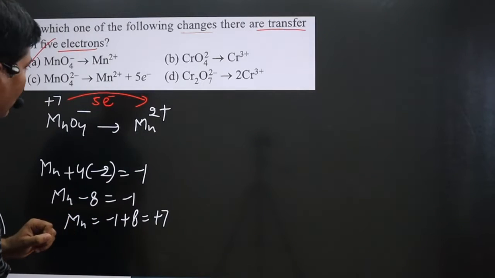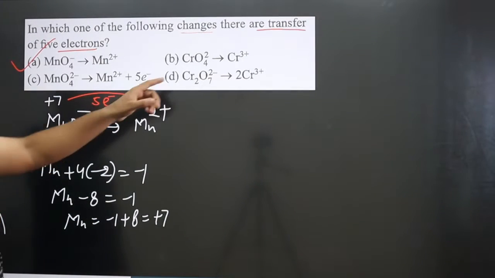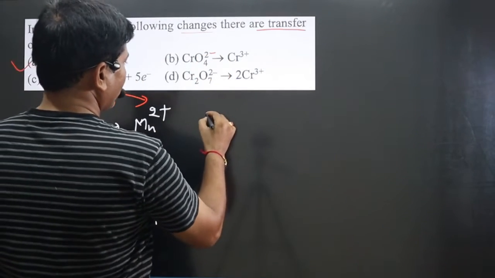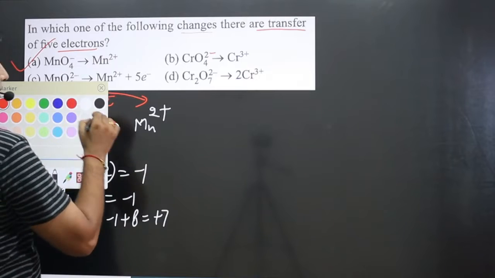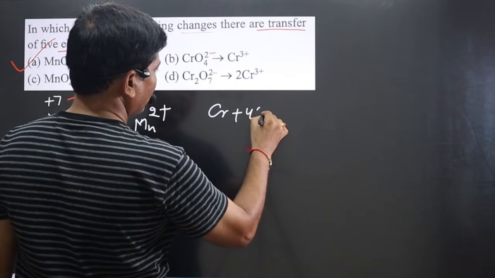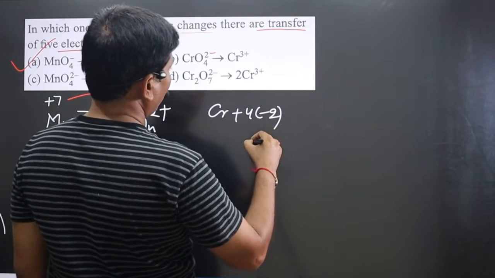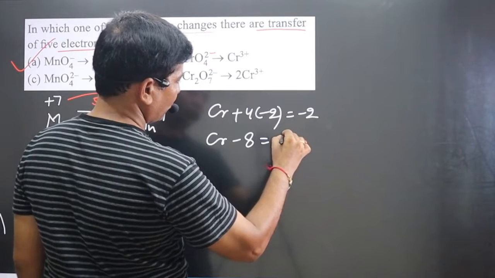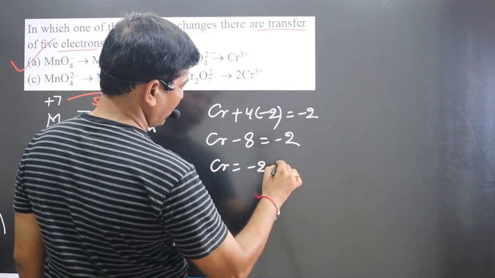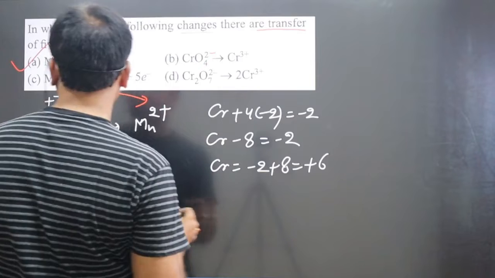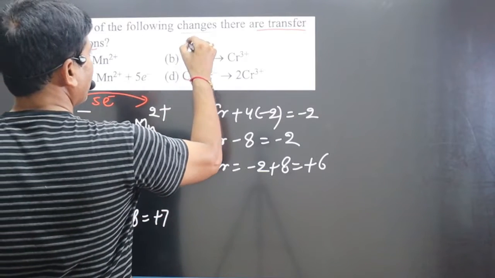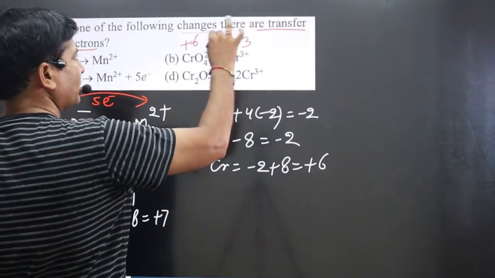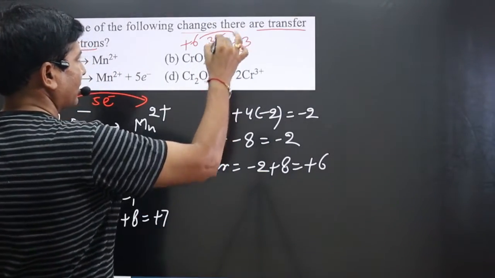If you want to do the second option, you can see CrO4 2 minus. Each oxygen is minus 2, and the overall charge is minus 2. So Cr minus 8 is equal to minus 2. Then Cr is equal to minus 2 plus 8, which is plus 6. Chromium is present in plus 6 oxidation number. On the other side it is present in plus 3 oxidation number. The difference in oxidation number is 3 electrons. Then it is not the correct option.